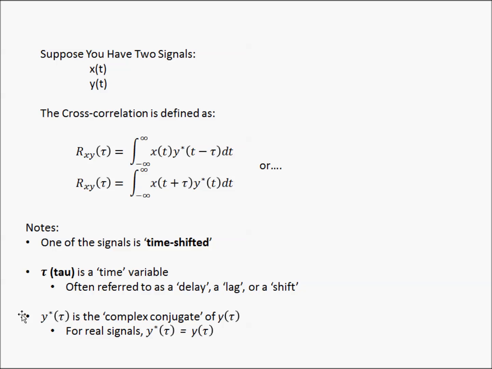And the final thing to note is that in y of t minus tau, the star means that it's a complex conjugate. So we're going to be dealing mostly with real signals. So when you see this conjugate notation, we won't worry about it for at least the first few lectures, and probably not until we get into Fourier transforms. So we're going to deal with real signals. So y conjugate of t minus tau is equal to y of t minus tau. So we won't worry about the complex conjugate in our first few examples.